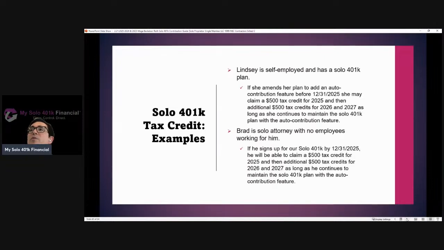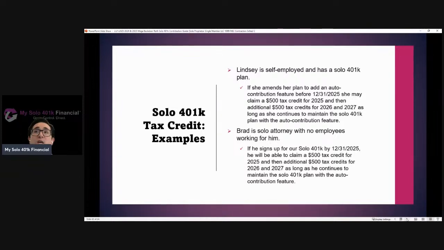So just to give a couple examples, Lindsay's self-employed. She has a solo 401k plan. She upgrades to our plan here in 2025. So now she'd be able to start claiming the credit of $500 when she files her 2025 tax return. Then again, for 2 more years for a total of $1,500, as long as she maintains the plan with the automatic contribution feature.